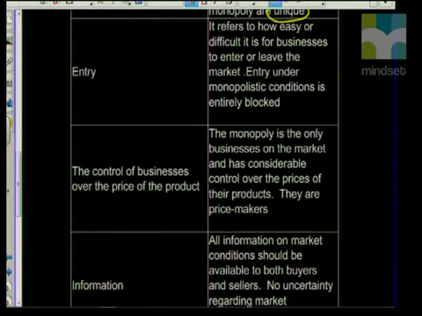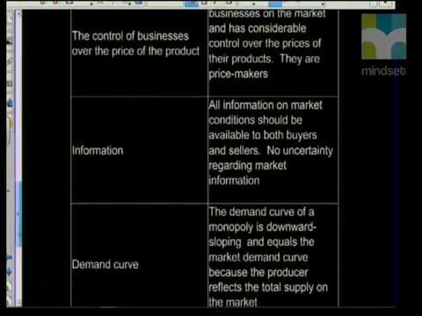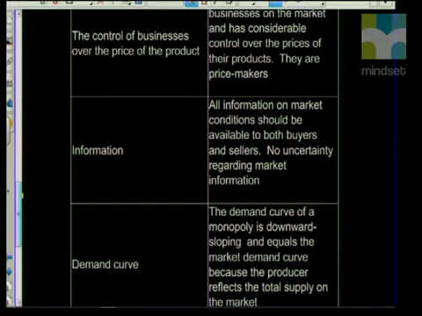For instance, this person has a license to provide the product. This person is the sole owner of the natural resource. It is very difficult to enter the market. It's actually impossible to enter this market. So it says here that entry under monopolistic conditions is entirely blocked. As this business is the only supplier, the monopolist is the only supplier of the product, he has complete control over the prices. So considerable control over the prices of their products, and as we mentioned earlier, they are price makers.